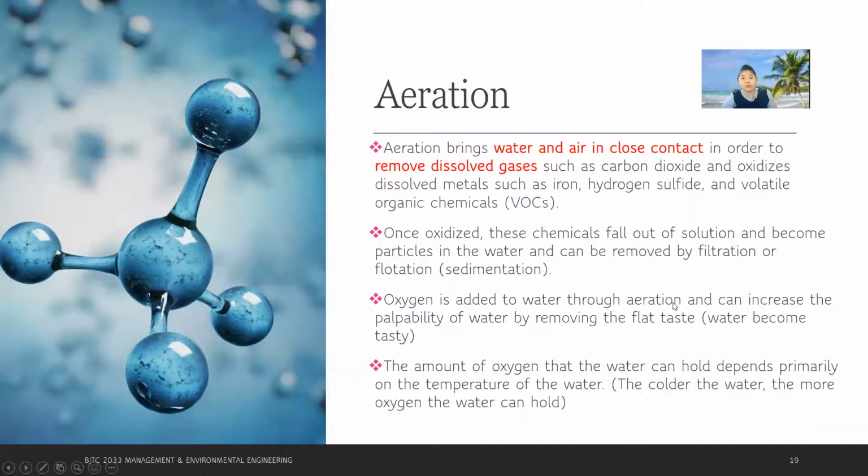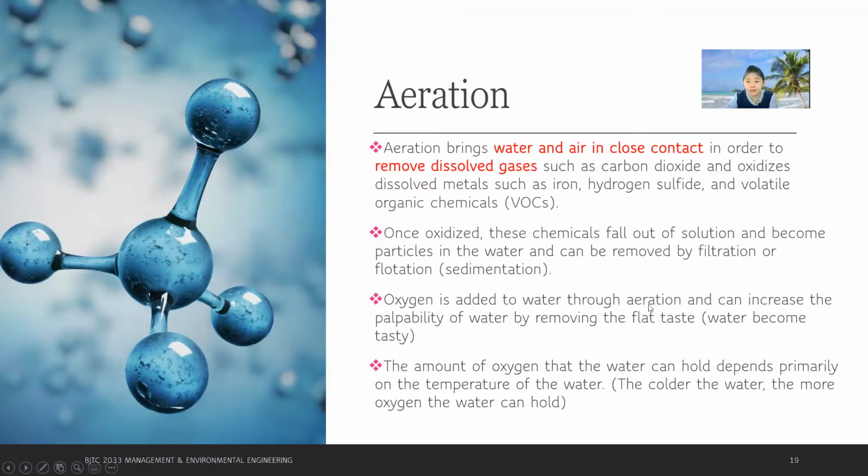What is aeration? Aeration brings water and air into close contact in order to remove dissolved gases, such as carbon dioxide, dissolved metals such as iron, hydrogen sulfide, and volatile organic chemicals, VOC. Okay, so once these chemicals are oxidized, they come out of solution and become particles in the water, so they can be removed by filtration or flotation.